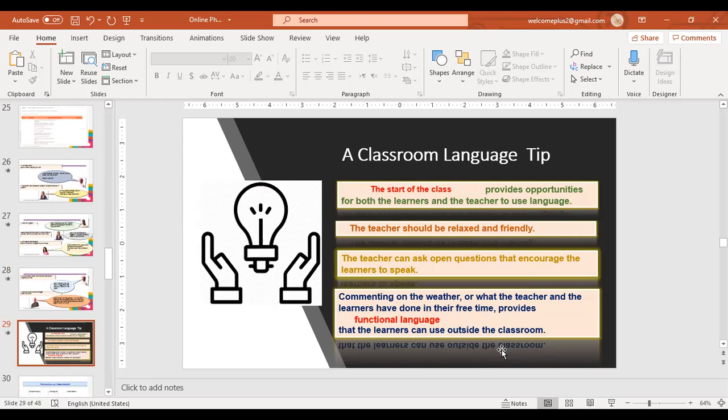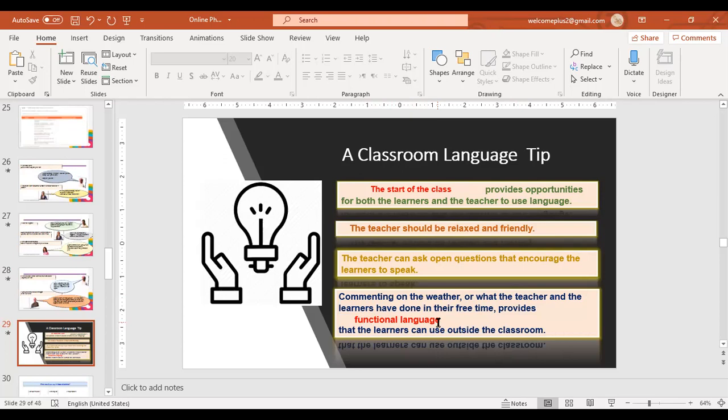The teacher can ask open questions that encourage the learners to speak. Let them speak. They have really interesting stories. Commenting on the weather or what the teacher and the learners have done in their free time provides functional language. Can you see this word? Functional language is the language that they need to use on a daily basis.